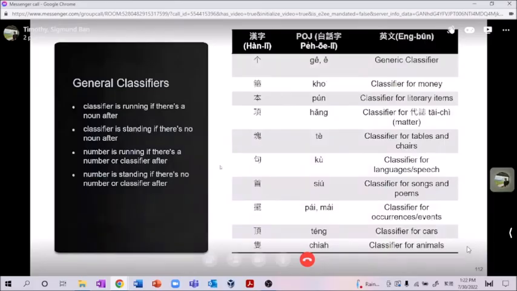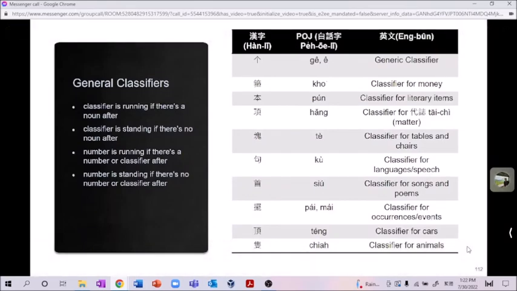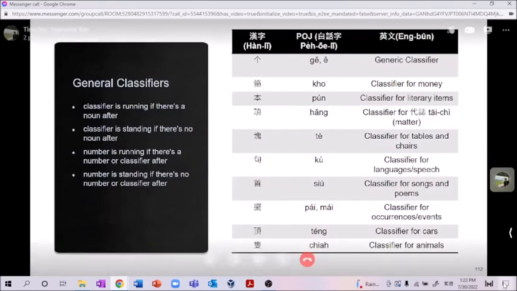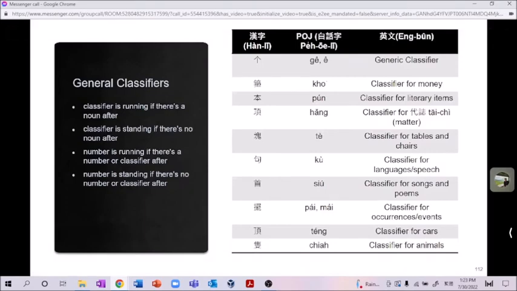Okay, so I'll be discussing the general classifiers. So what are general classifiers? These are somewhat like units of measurement, but they take the place of marking a noun that comes after. For example, in English, we have a pair of shoes. Pair there is the classifier or the measure word. So it's like that in Hokkien, except that we use it a lot more.